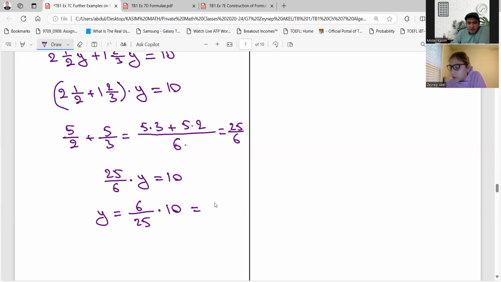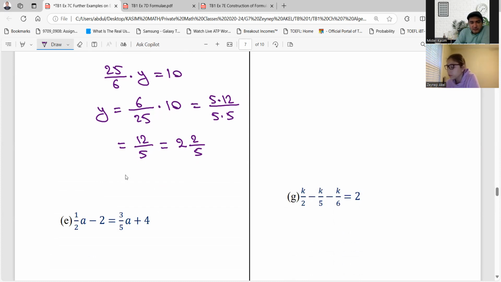So 60 over 25. And 60, we can write as 5 times 12, and 25 as 5 times 5, right? And the 5s cancel each other. That's equal to 12 over 5, which is equal to 2 and 2 over 5. Actually, it's equal to 2.4. So y is equal to 2 and 2 over 5. Okay?